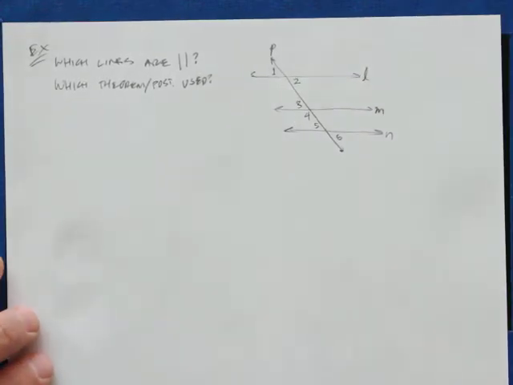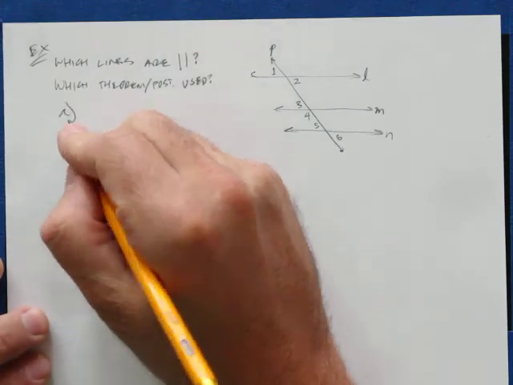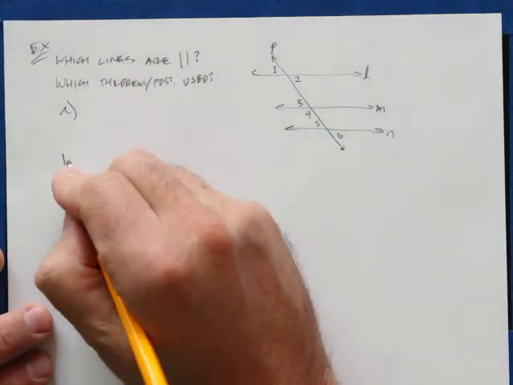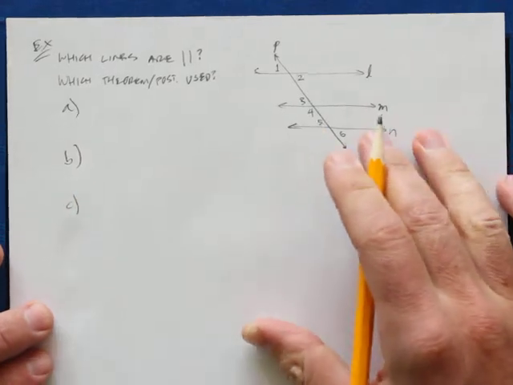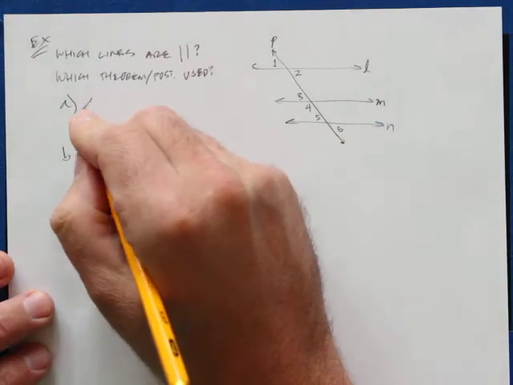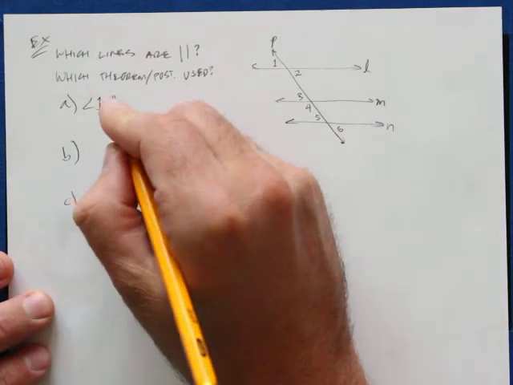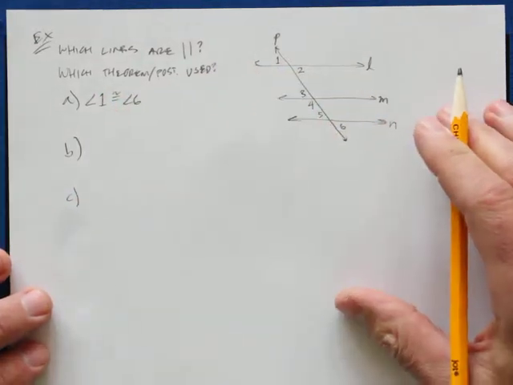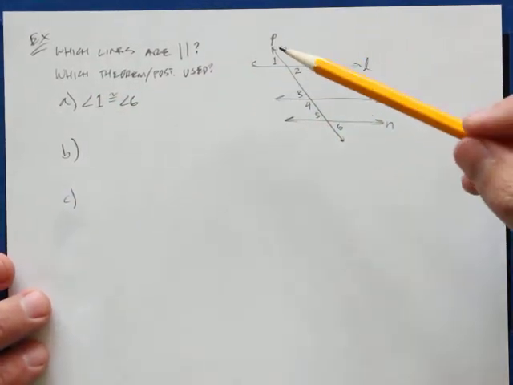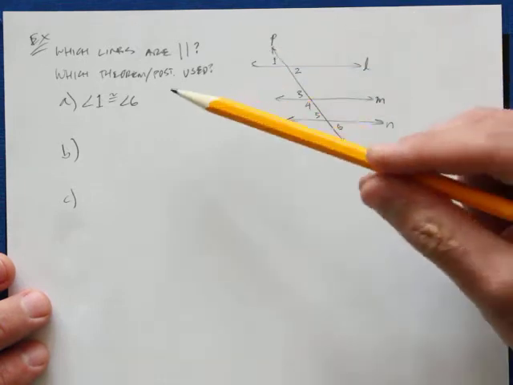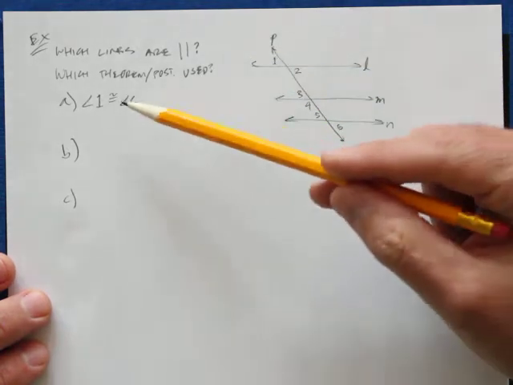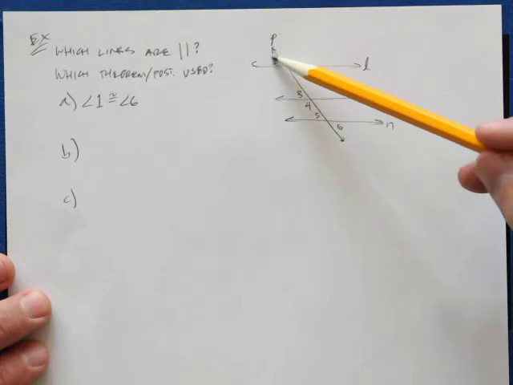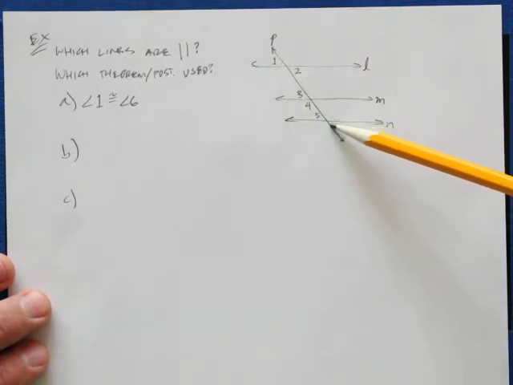All right, so we're going to have 3 of these different exercises here. So angle 1 is congruent to angle 6. So which two lines are going to be parallel, and which theorem do we use here? So angle 1 and angle 6. I've got angle 1 right here and angle 6 down here.